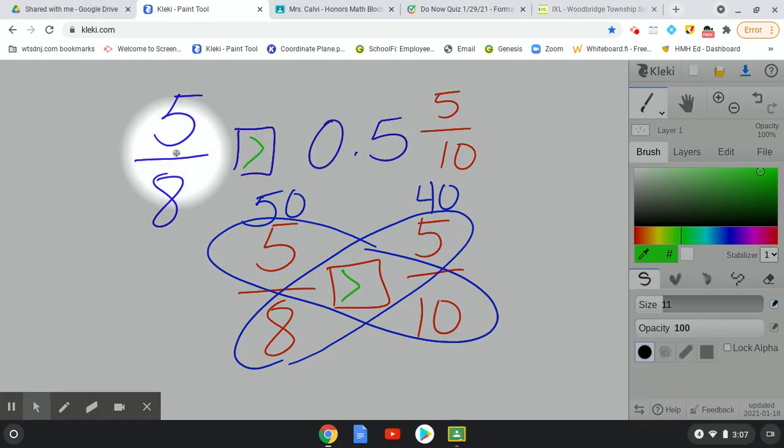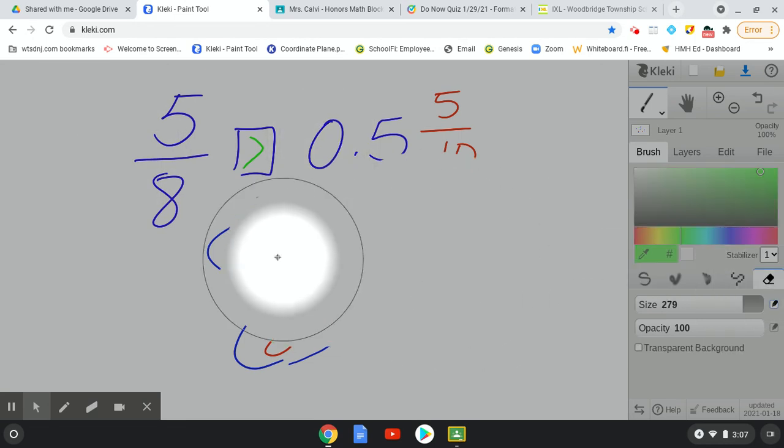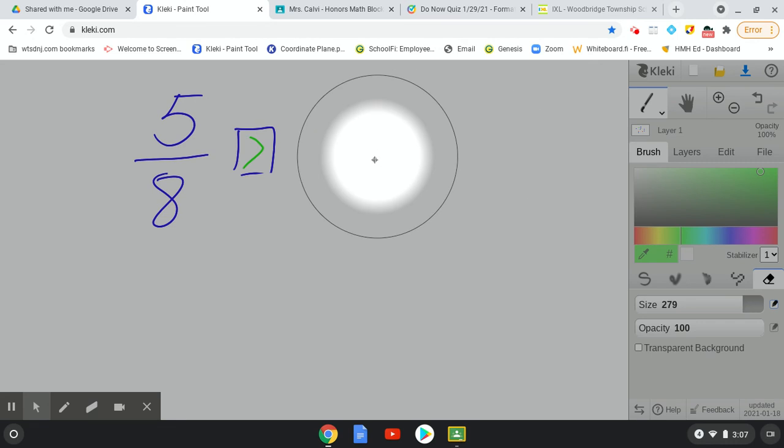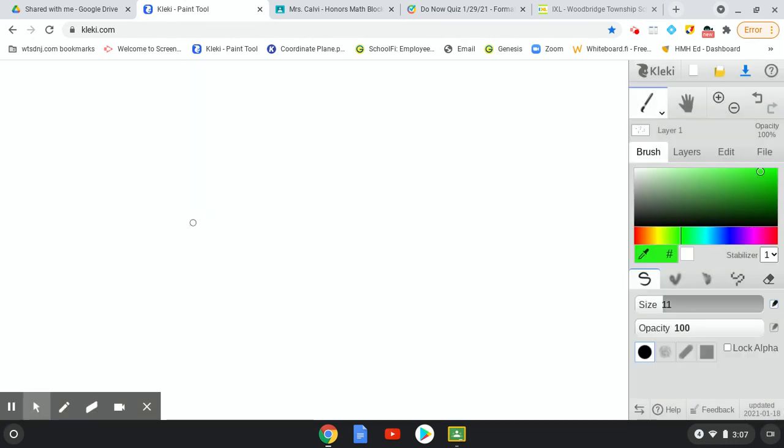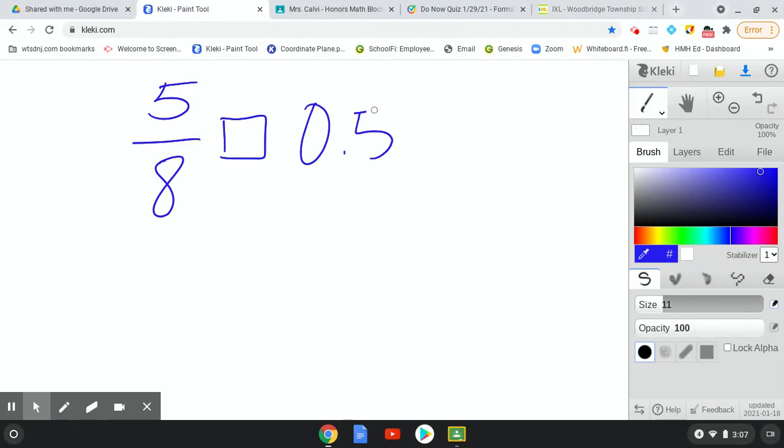So this was me changing both of them to be fractions. Now let's say I wanted them to both be decimals. I can do that also. So if I make them both decimals, so we were comparing 5/8 to 0.5. Now if I want to change this into decimal form, I'm doing division. You could do this part in your calculator, okay?